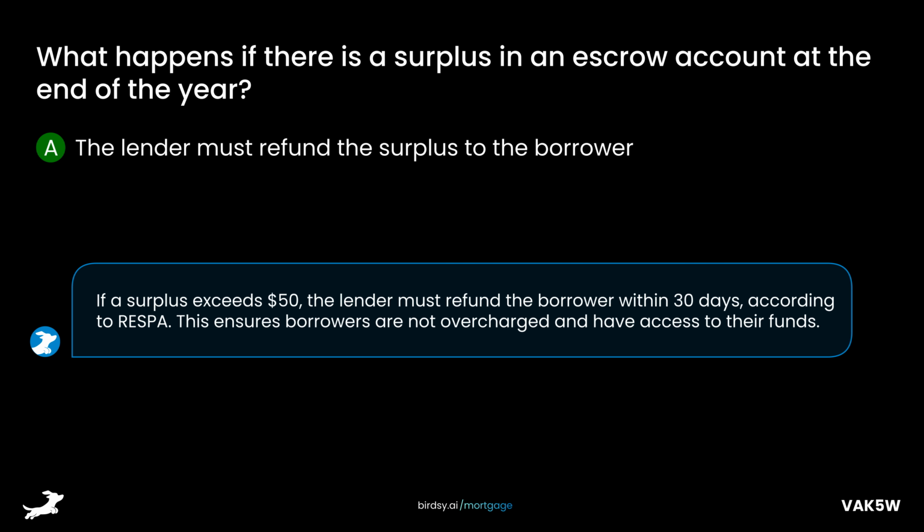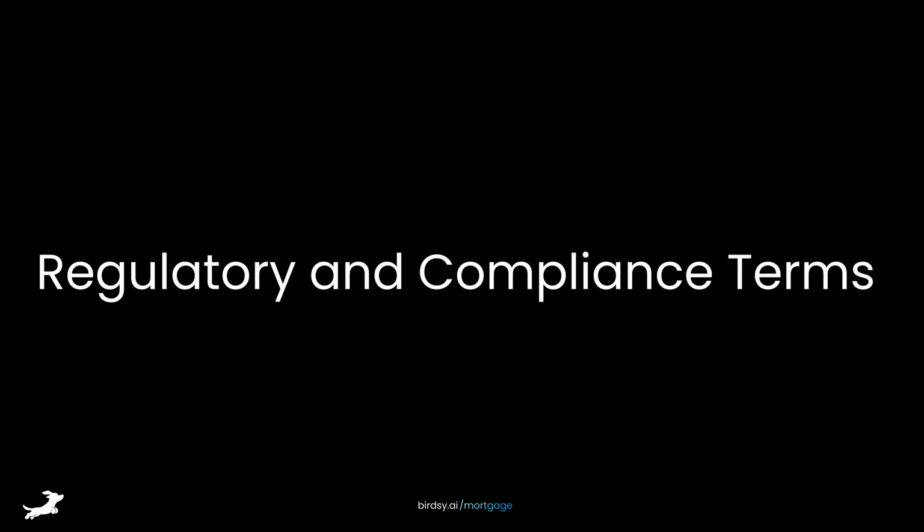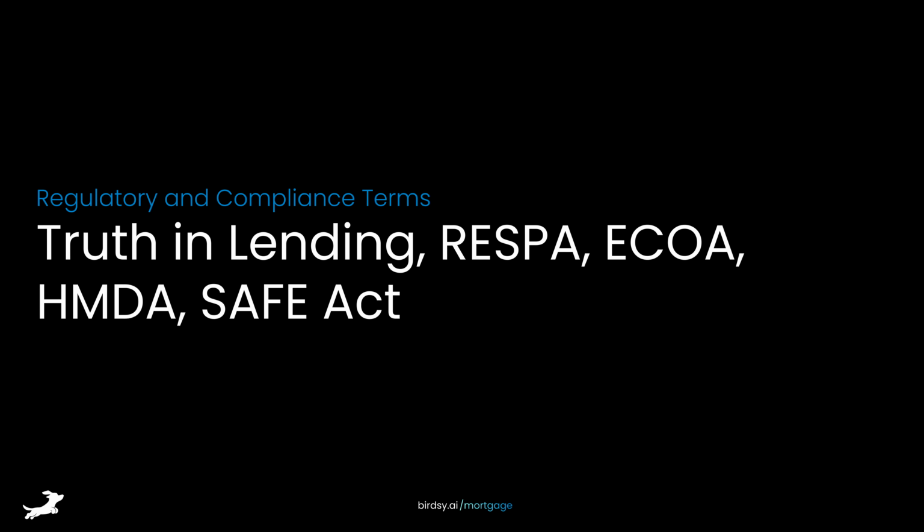If a surplus exceeds $50, the lender must refund the borrower within 30 days, according to RESPA. This ensures borrowers are not overcharged and have access to their funds. Regulatory and compliance terms. Truth in Lending, RESPA, the Equal Credit Opportunity Act, the Home Mortgage Disclosure Act, and the SAFE Act.